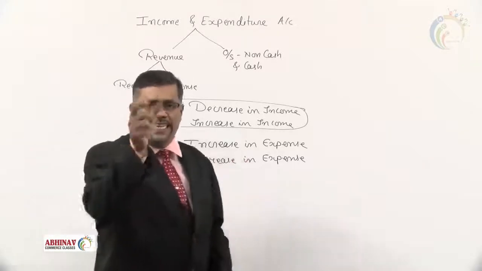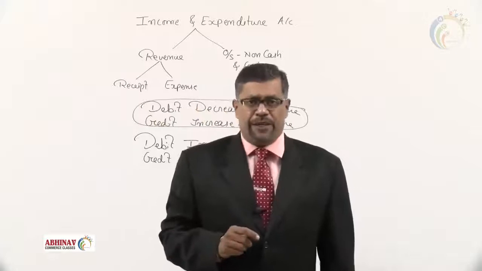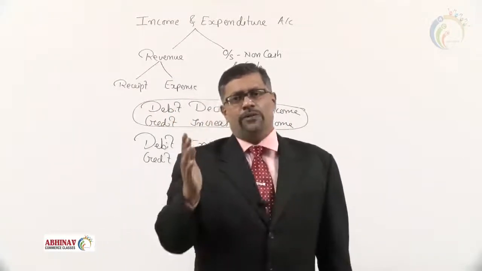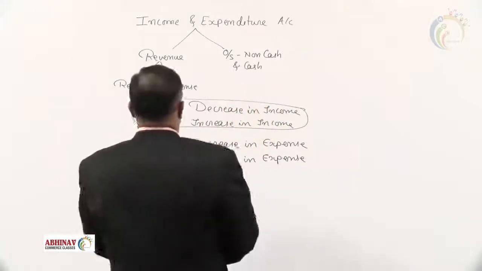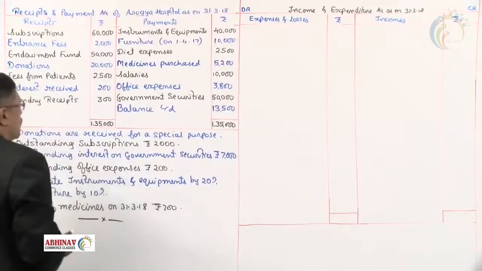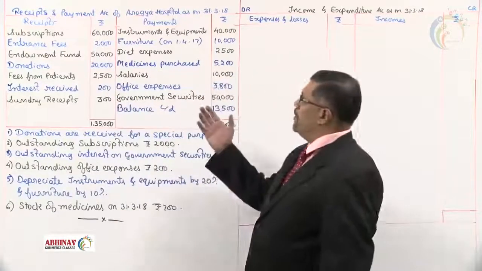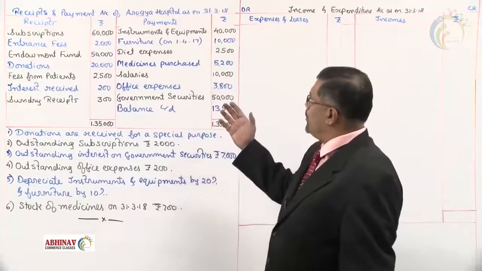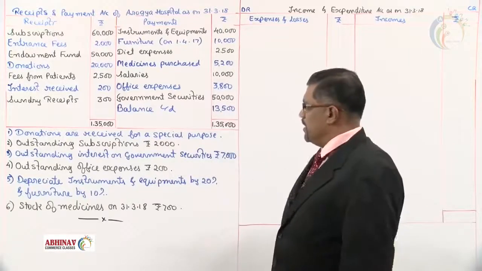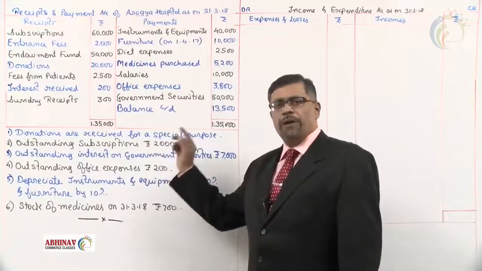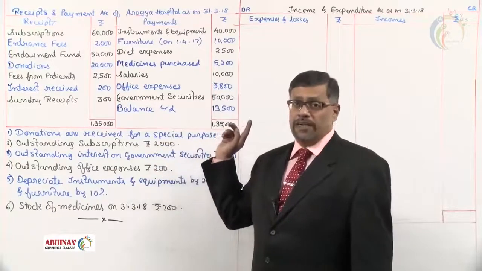Now first, let us take up a problem on this income and expenditure, and then we'll see how to record that in the account. So this is the problem given. Receipt and payment account provided by Arogya Hospital as on 31st March 18 and the additional information. From this, we'll prepare one income and expenditure account.